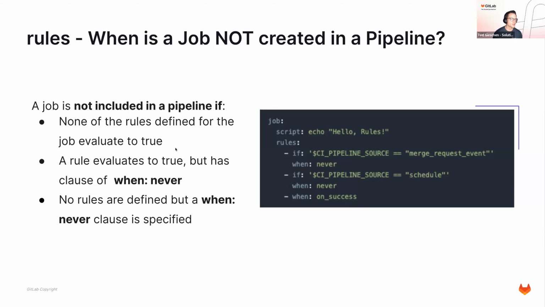So if none of our conditions are met, for example, here on the right-hand side, we can see some if statements and if conditions. If none of the rules defined are met, or if a rule evaluates to true but we have a clause in there that defines how it then should be run, in this case never. Again, that means that job will not run. Or if we have no rules defined at all, but we leverage the when never clause, that basically means our job should run never.